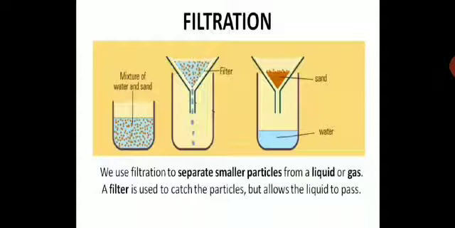This diagram you have already seen. Just a recap of what we have done in the previous session. We use filtration to separate smaller particles from a liquid or gas. A filter is used to catch the particles but allows the liquid to pass. So we have seen filtration, we have seen how the experimental setup is done, and we have seen various applications in our day-to-day life where filtration can be used.